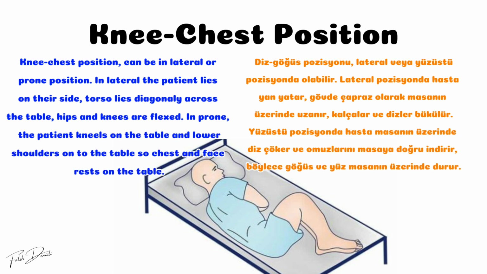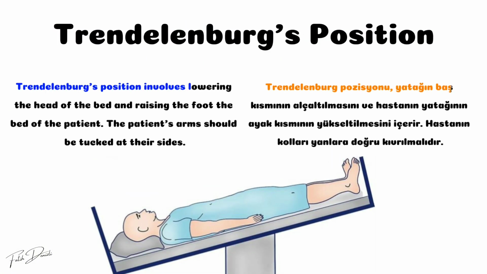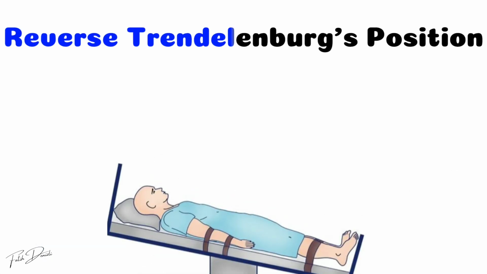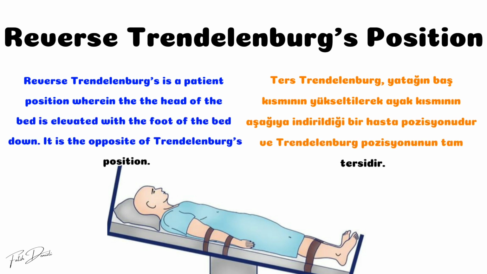the table. Trendelenburg's position. Trendelenburg's position involves lowering the head of the bed and raising the foot of the bed of the patient. The patient's arms should be tucked at their sides. Reverse Trendelenburg's position. Reverse Trendelenburg's is a patient position wherein the head of the bed is elevated with the foot of the bed down. It is the opposite of Trendelenburg's position.